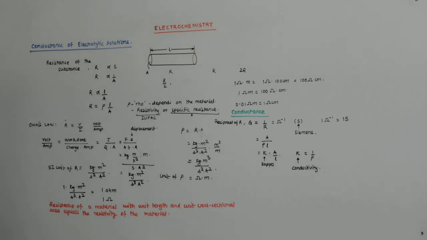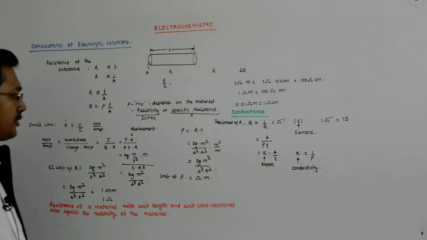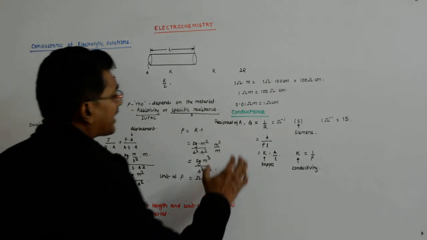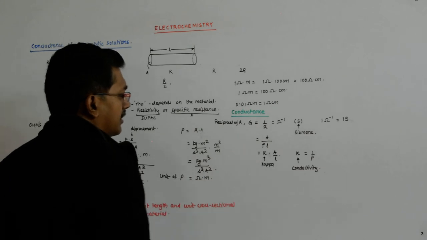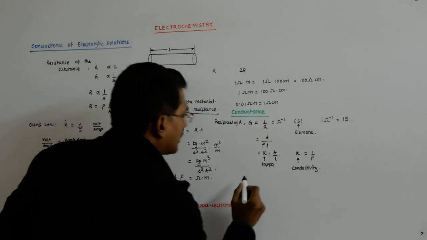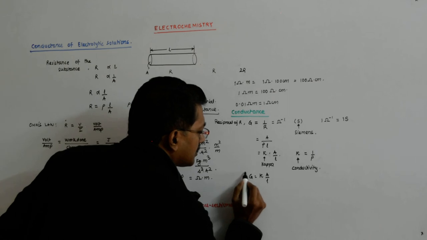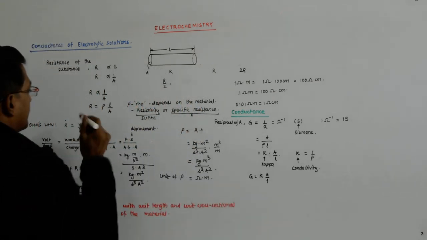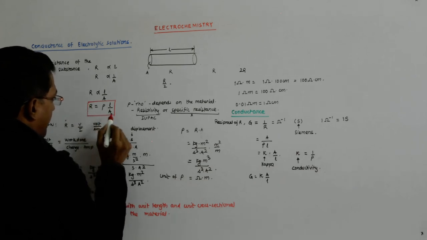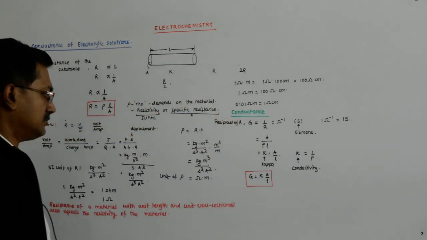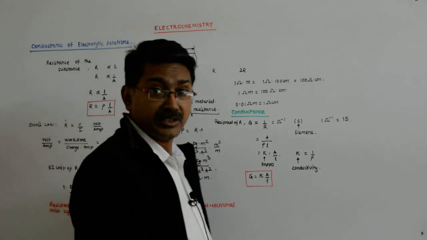Now we come to conductance. So you see the conductivity, here too I can apply the same kind of theory that ultimately G is equal to kappa into A upon L. Now what happens if my area and L are unity?